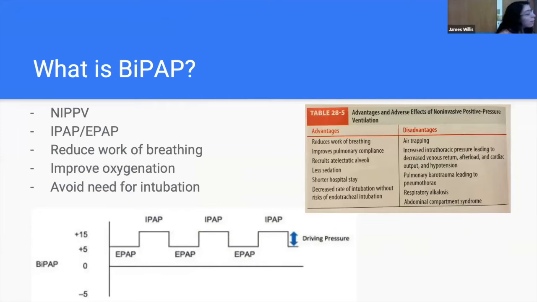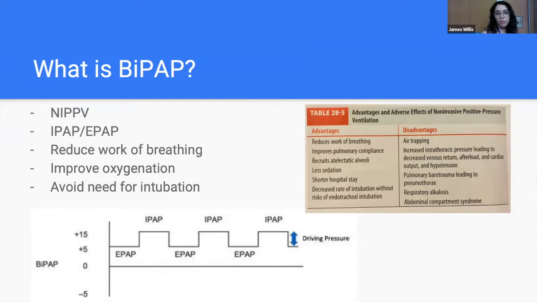BiPAP, or bi-level positive airway pressure, is a method of non-invasive ventilation. It augments spontaneous respirations by providing two levels of positive pressure: EPAP, which is like a baseline level of pressure, and IPAP, which is during inspiration. The difference between the two, or the change in pressure during respiration, is called the driving pressure. And the driving pressure will help bring in tidal volumes.